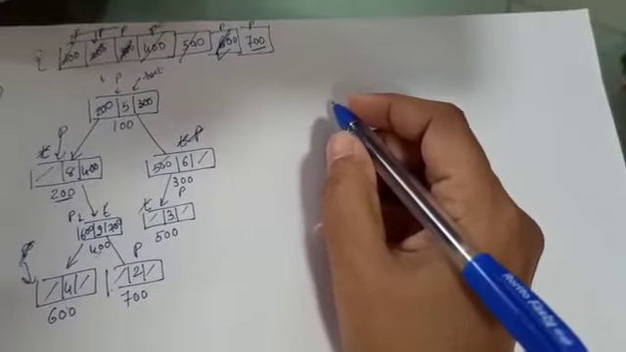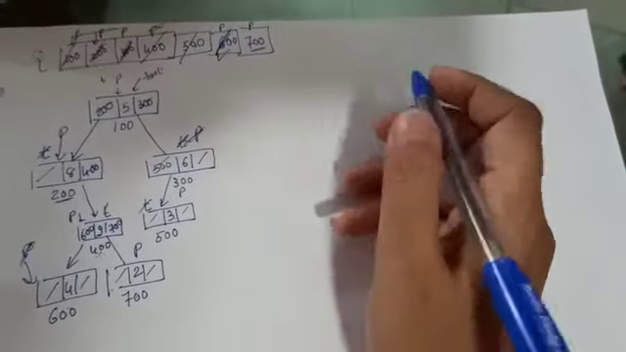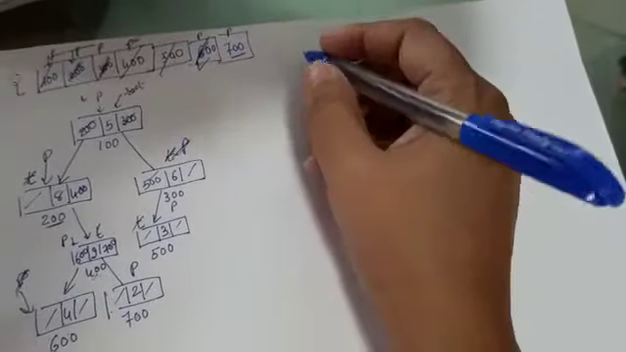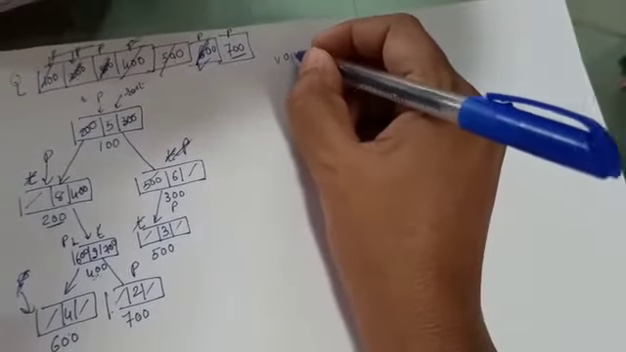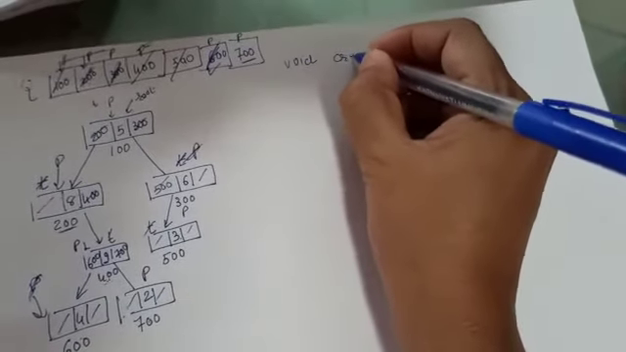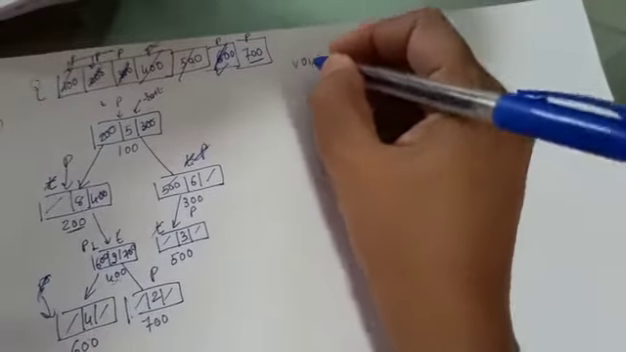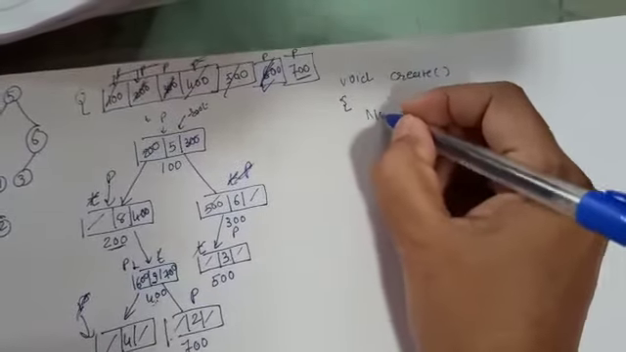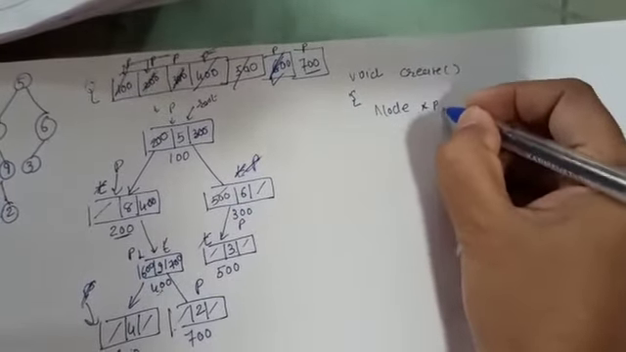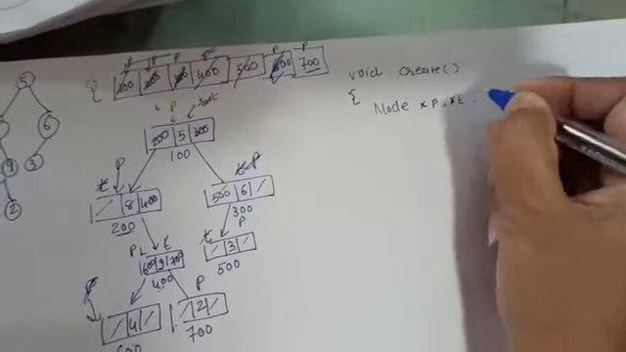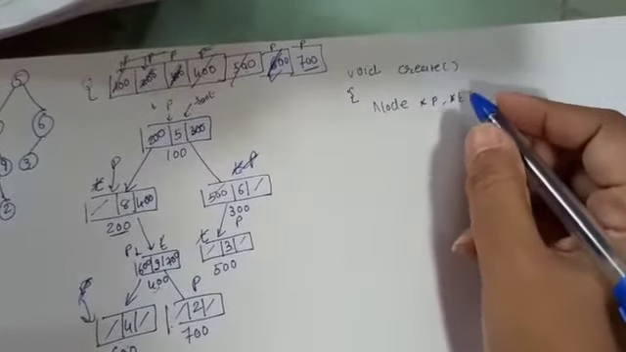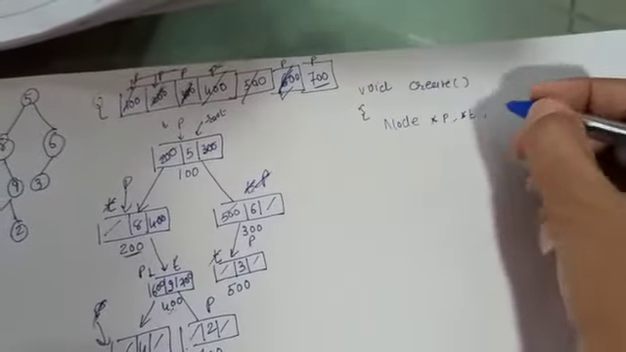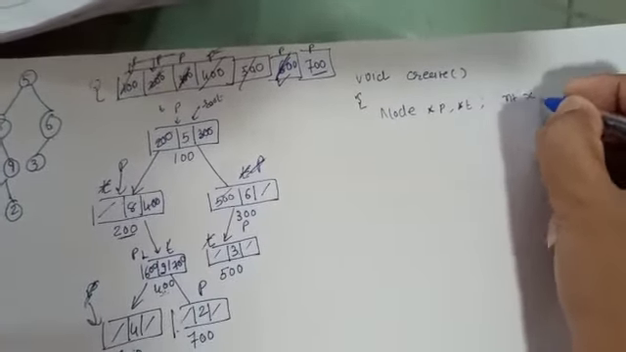So now let us discuss the function or C code to implement this. So for example, void create, and we will take node pointer p and pointer t. I hope it is clear why p is required, why pointer t is a temporary pointer. Then integer x to insert data.